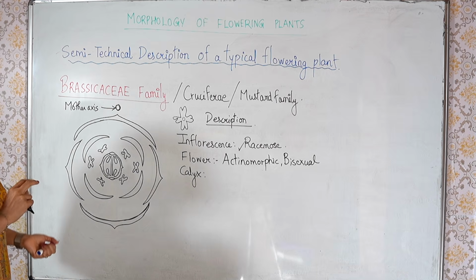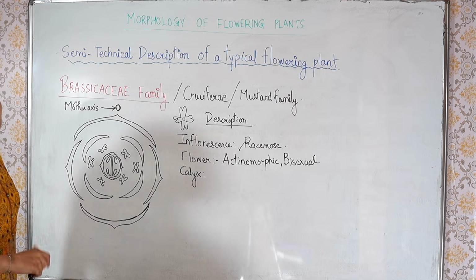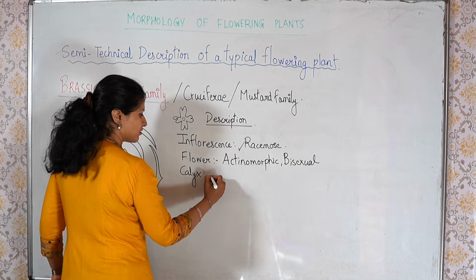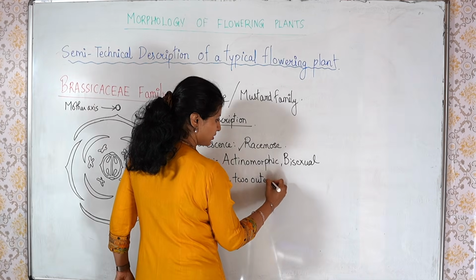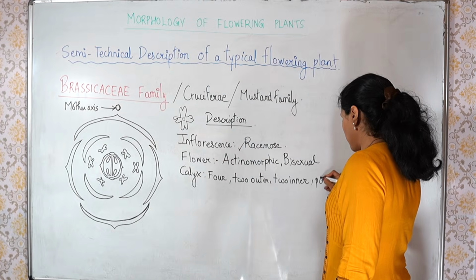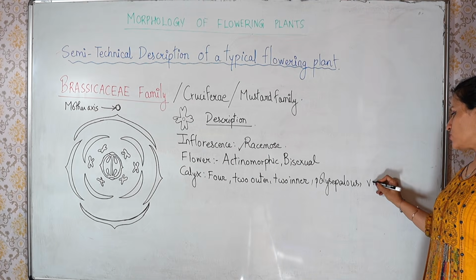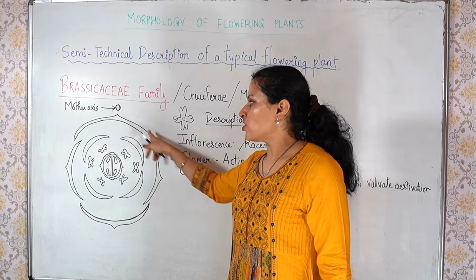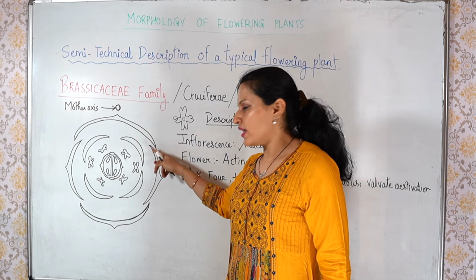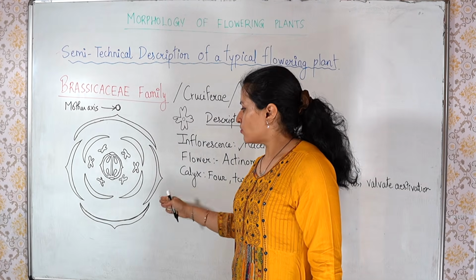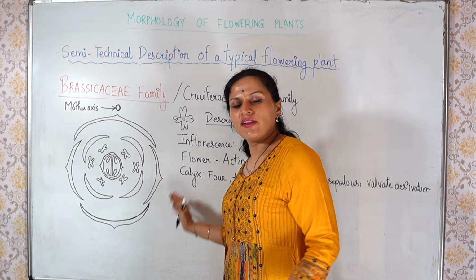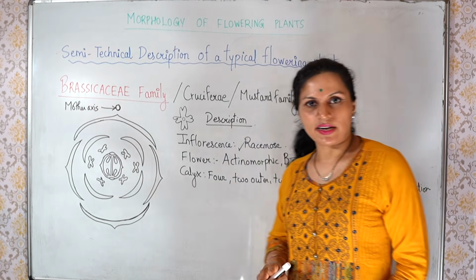In the floral formula representation, you will not write K4. It will be written as K₂+₂ in this case. So calyx are 4, 2 outer, 2 inner. They are polysepalous, not fused, and it's valvate estivation. This is not an imbricate estivation. There is no overlap here in this case. This is an outer whorl and this is an inner whorl. So outer whorl, valvate estivation, inner whorl also valvate estivation.